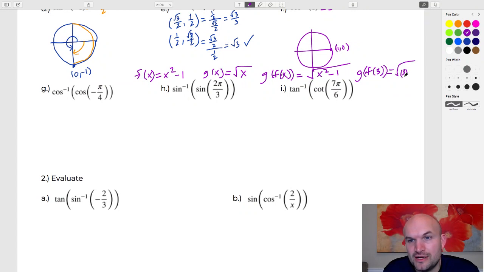So now you're not plugging in any numbers because we don't need to in this case. That's 9, so that'd be square root of 8, just in case those of you that are curious, that'd be the answer.